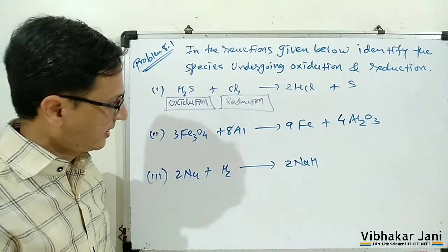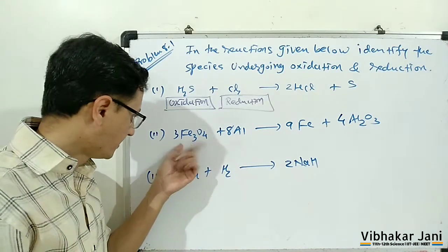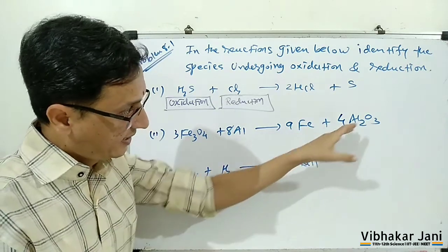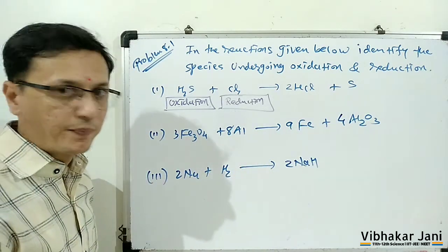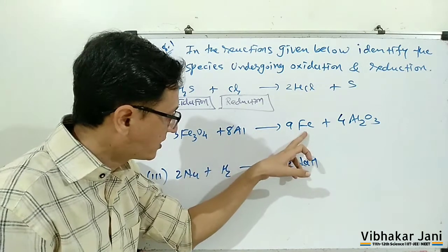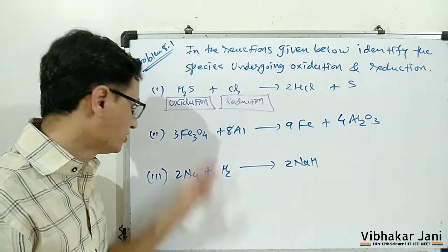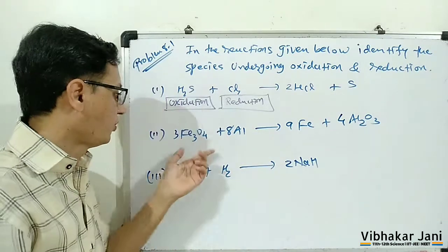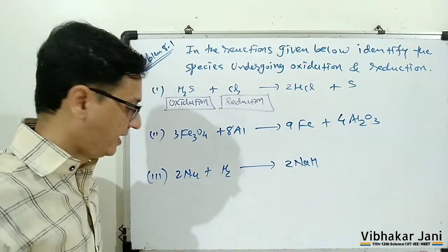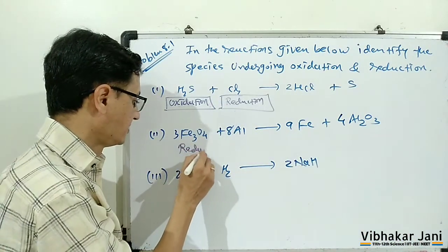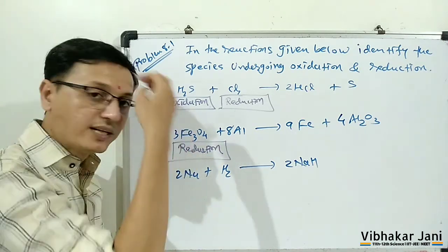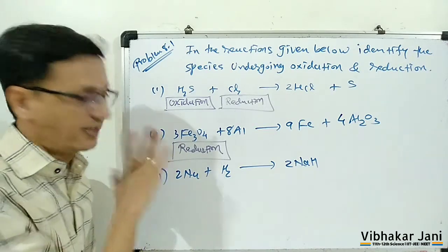Okay, now let us see the second reaction. Here the substance Fe3O4 is reacting with aluminium to give us Fe and Al2O3. It is very simple. Oxygen is attached with iron, but here in the product, iron is alone now. That means oxygen is removed from Fe3O4, and removal of oxygen is known as reduction. So here, reduction of Fe3O4 is occurring in this reaction.